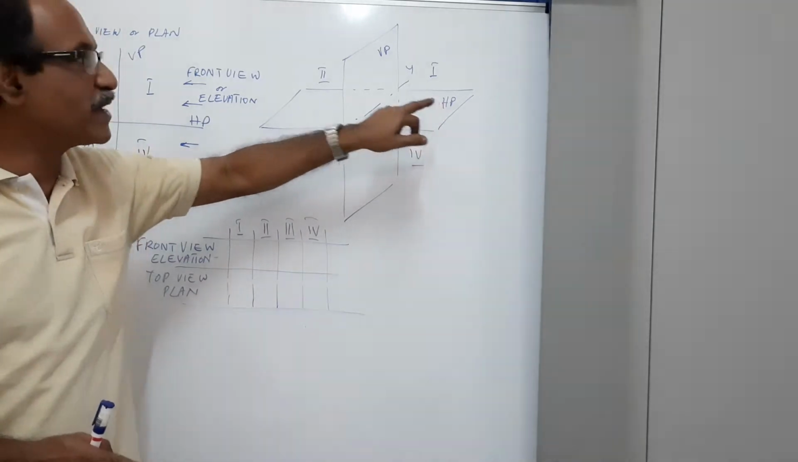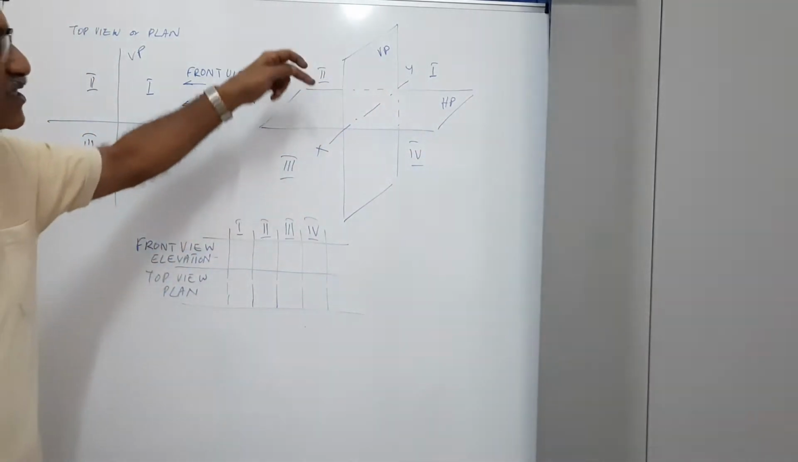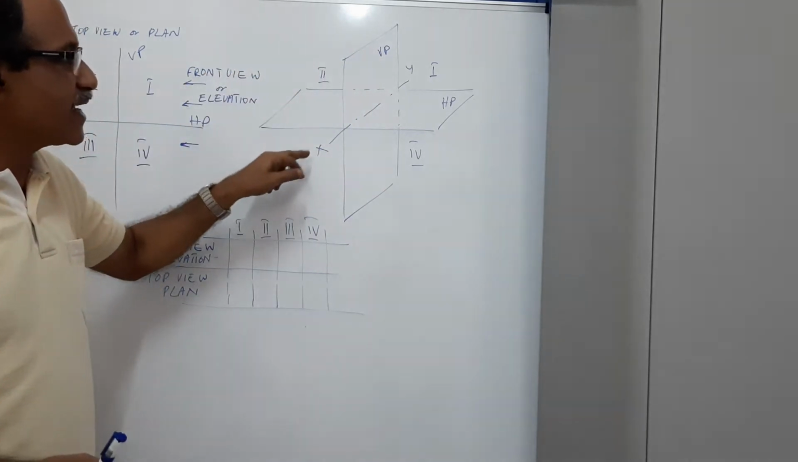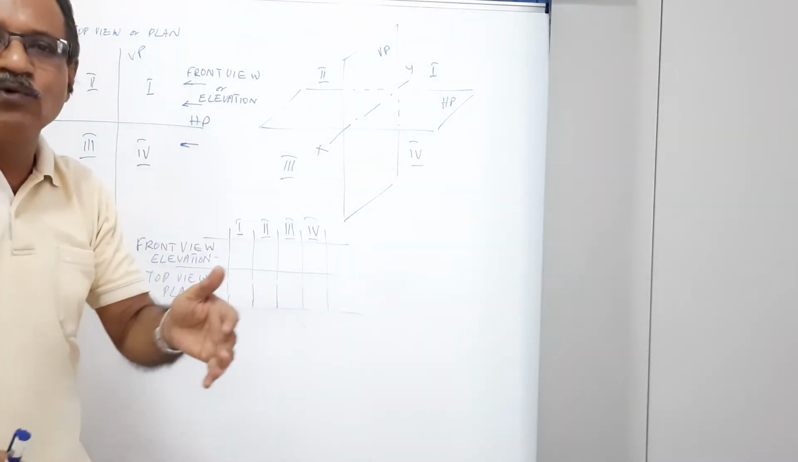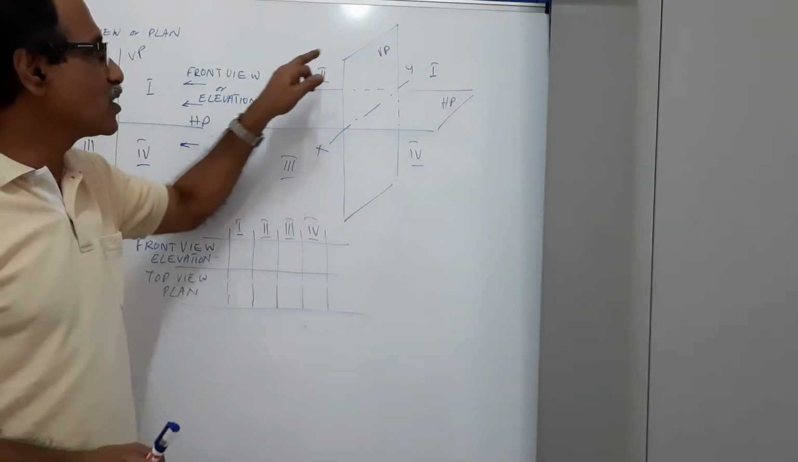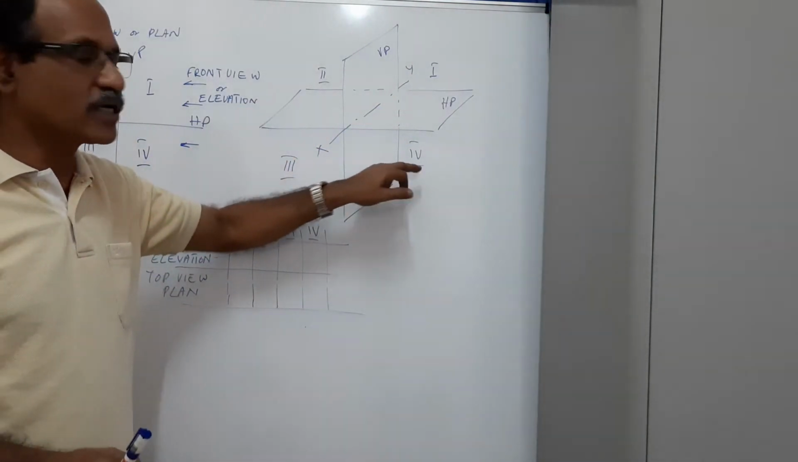HP for horizontal plane, VP for vertical plane. You can see the two planes meet at 90 degrees. I have drawn a line here, and that line is called the XY line or ground line or reference line. They form four quadrants: quadrant 1, quadrant 2, quadrant 3, quadrant 4.